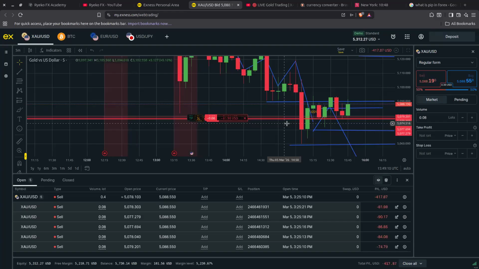Guys who have taken a trade and they're holding on, how is it going? Let me know in the chat.